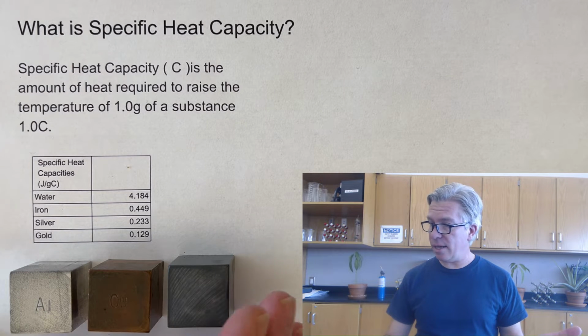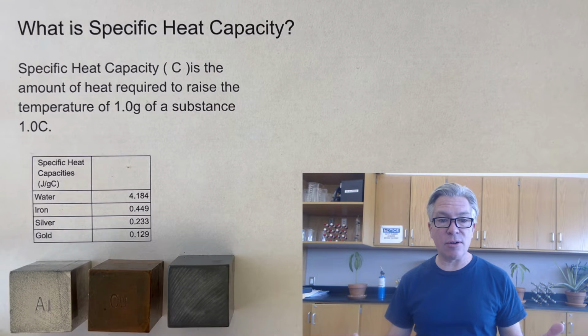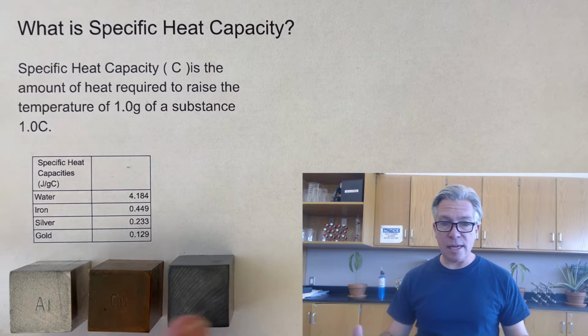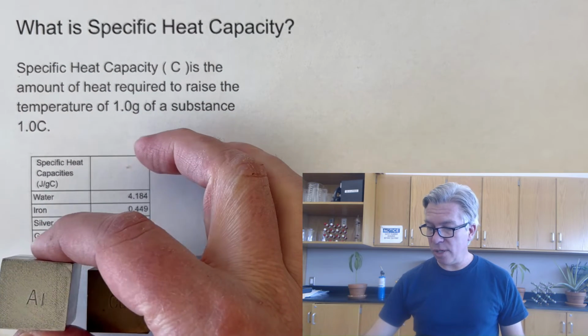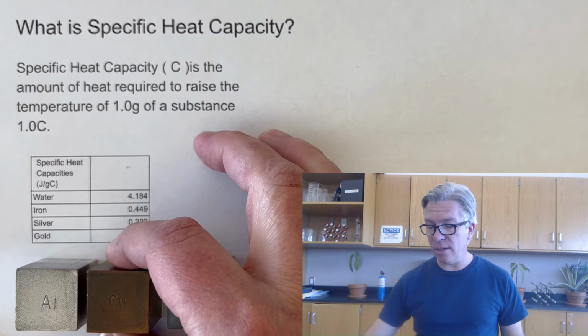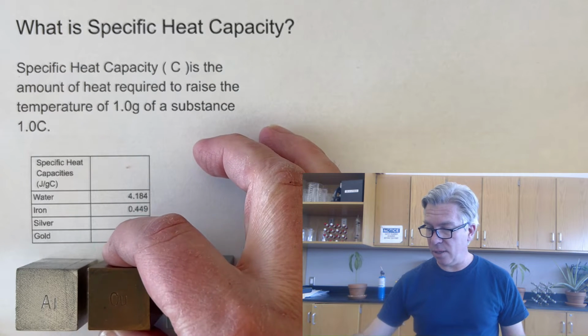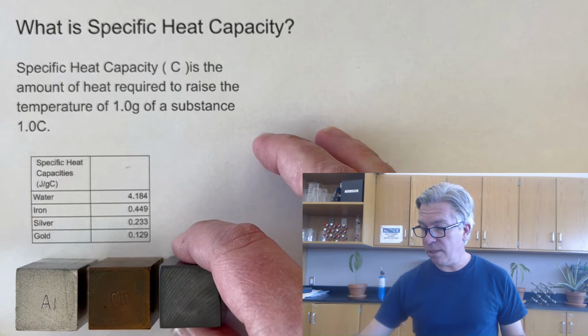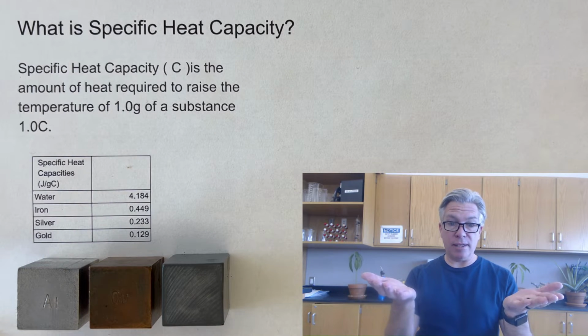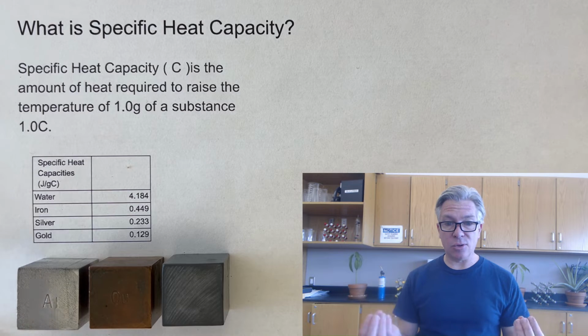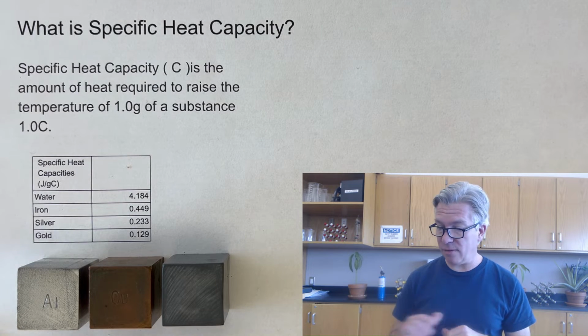Let's say I had a gram of a bunch of different substances sitting here in front of me, and they're at the same temperature, and I wanted to raise them all 1 degree. So 1 gram, 1 degree. Each one of these would actually absorb a different number of joules. They also have different densities too, but a different number of joules as they went from one temperature to 1 degree above that temperature. So each substance is unique and it has its own unique specific heat capacity.